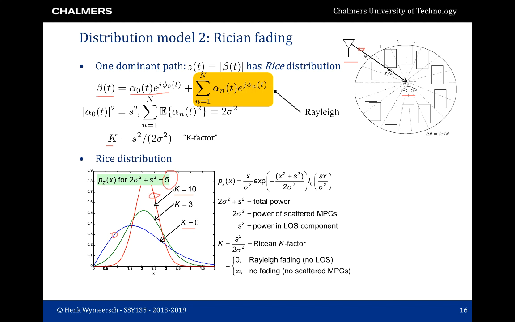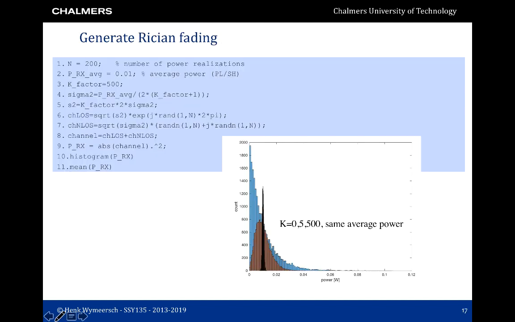Note again that in going from k equal to 0 to k equal to 10, we are basically transferring power from the non-line-of-sight paths to the line-of-sight path. When k becomes larger and larger, the distribution becomes narrower and narrower around its mean value. The total power, so 2 sigma squared plus s squared, should be considered as the power due to path loss and shadowing combined. And again here, shadowing is a realization of the shadowing process.